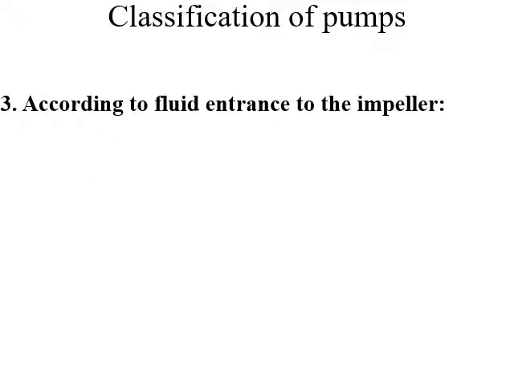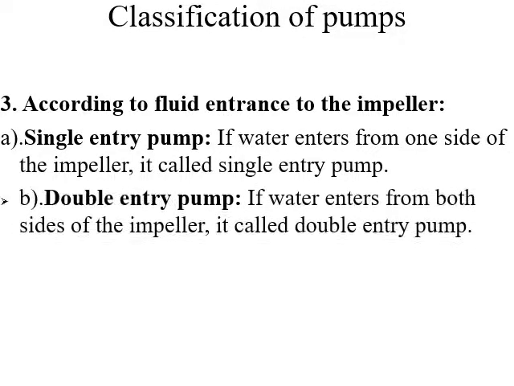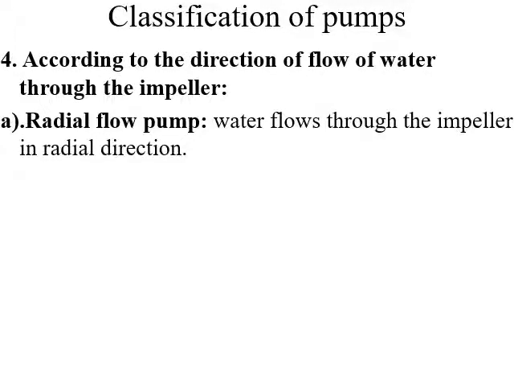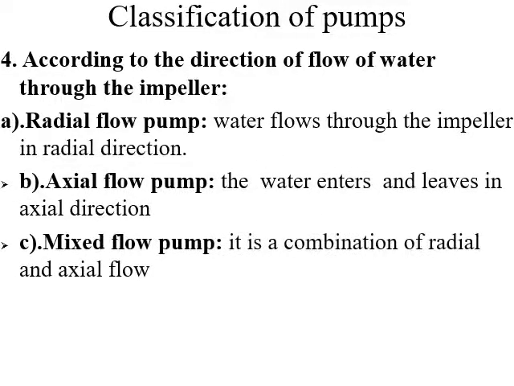The third classification is according to the fluid entrance to the impeller: the single entry pump and double entry pump. If water enters from one side of the impeller, it is called a single entry pump. In case the water enters from both sides of the impeller, it is called a double entry pump. According to the direction of flow of water through the impeller, it may be classified as radial flow pump, axial flow pump, and mixed flow pump.